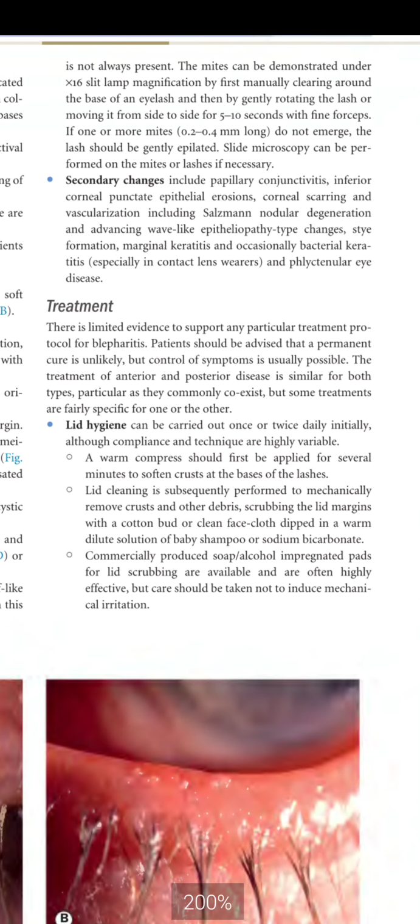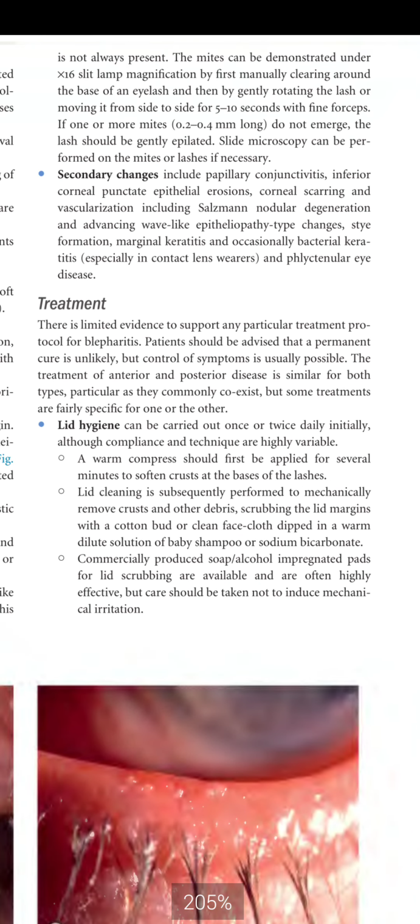So how will you treat that? First of all, you have to treat the eyes: you lubricate the eye and give lid hygiene. Lubrication means you try to remove the dry eye symptoms from the patient. There is little evidence to support any particular treatment protocol for blepharitis. Patients should be advised that a permanent cure is unlikely, but control of symptoms is usually possible.